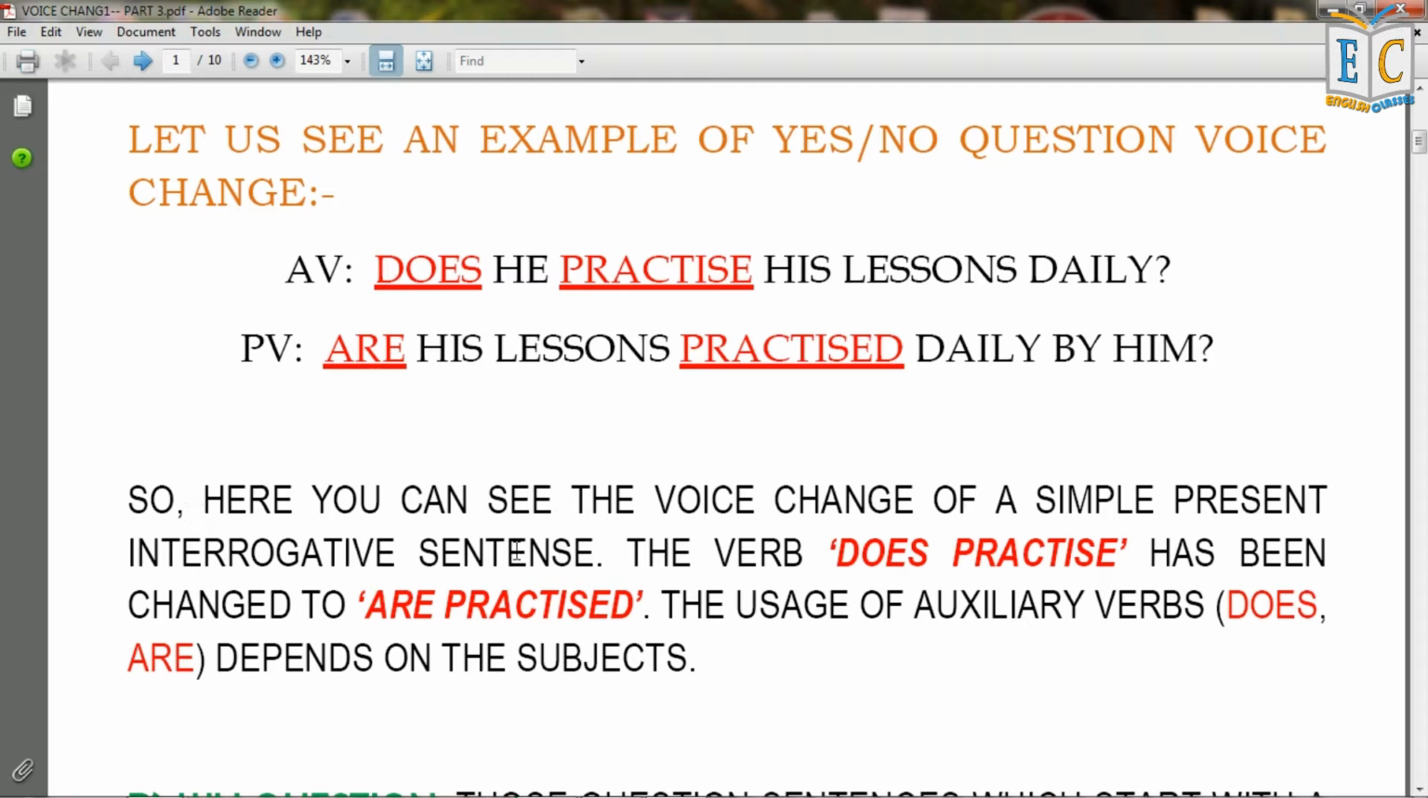So here you can see the voice change of a simple present interrogative sentence. The verb does practice has been changed to are practiced. The usage of the auxiliary verb, that is does and are, depends on the subjects. So does depends on he and are depends on his lessons, which is plural.